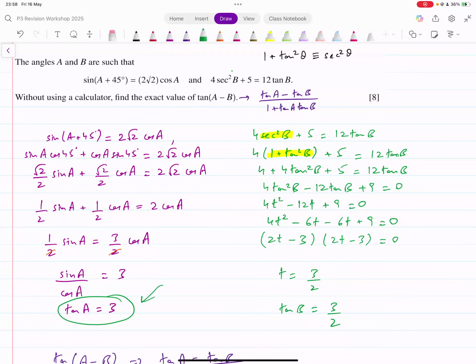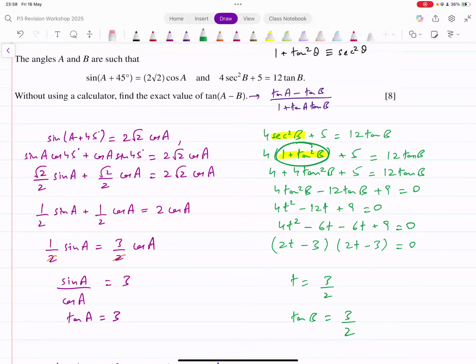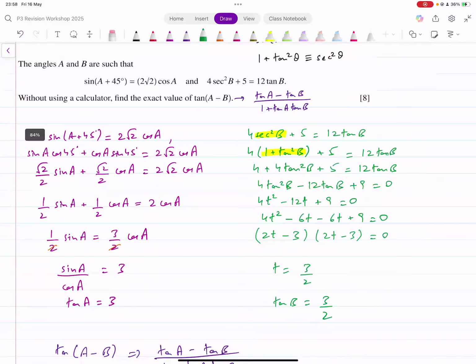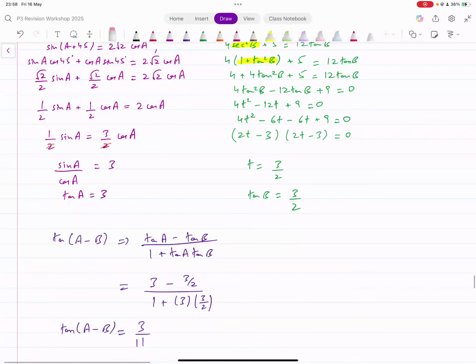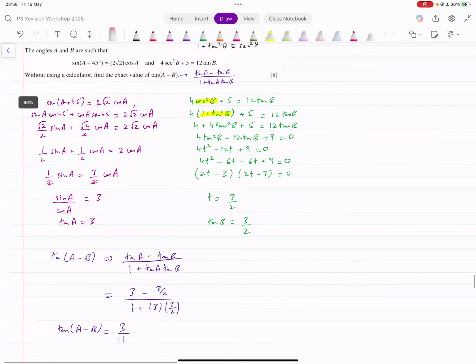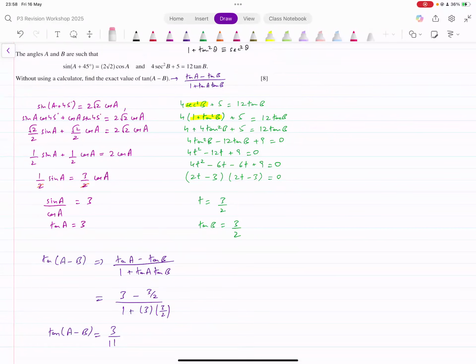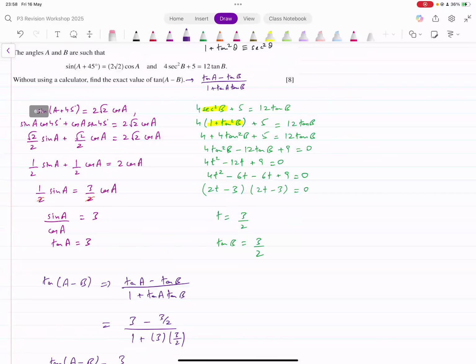Similarly, in the other equation, now we've got secant square. Now you need to remember secant square and tan square, they are connected to each other. So secant square can be converted to 1 plus tan square like this. And then you solve this equation, it's a quadratic equation, and that gives you tan b equal to 3 over 2. Once you have tan a and tan b, you just input them in that identity, tan a minus tan b divided by 1 plus tan a tan b, and that will give you the exact value for that. So sometimes you can have something like this as well, in which you have to solve simultaneous equations to find the exact value of something here.